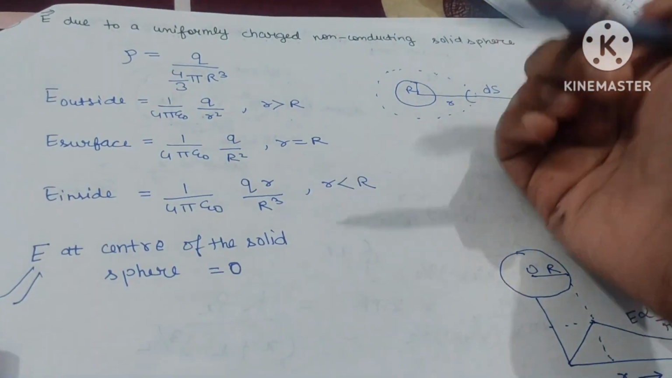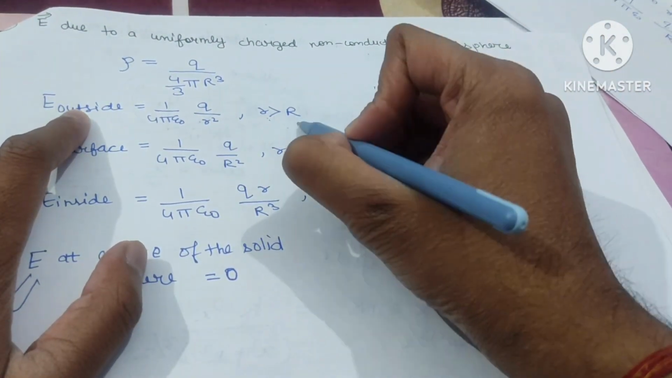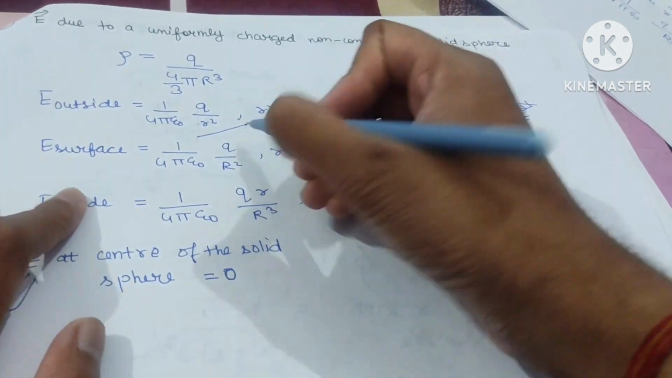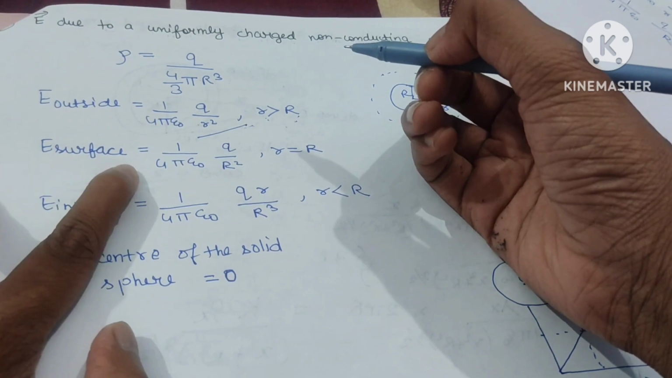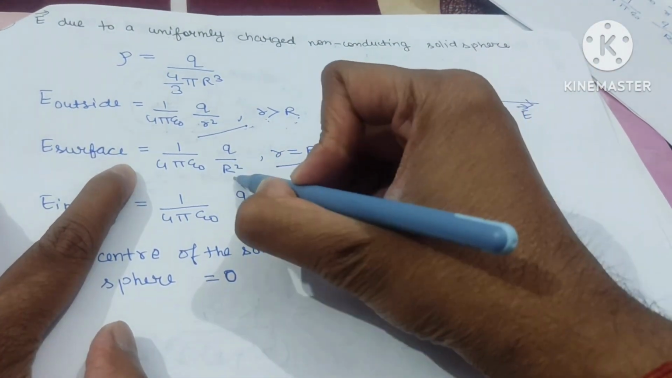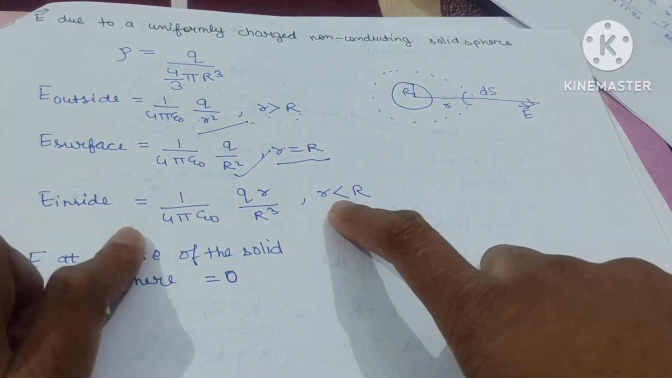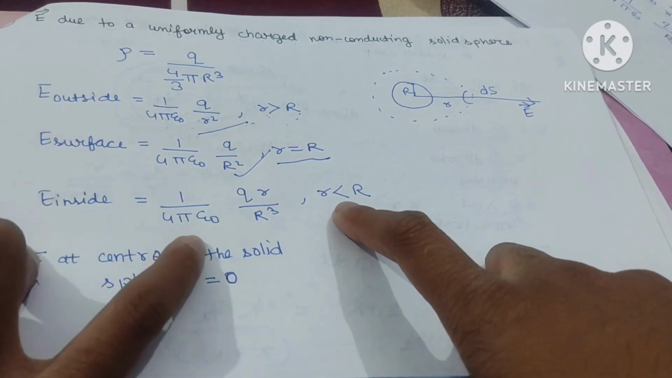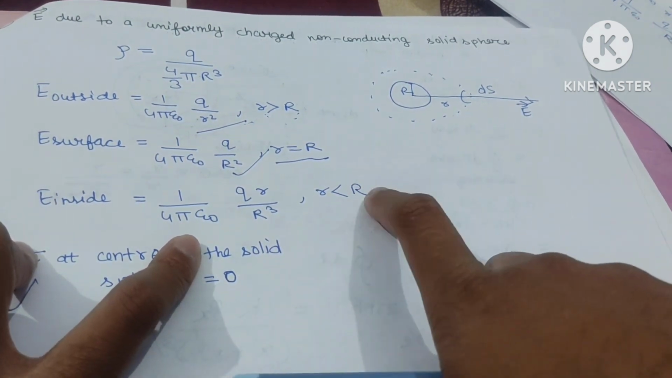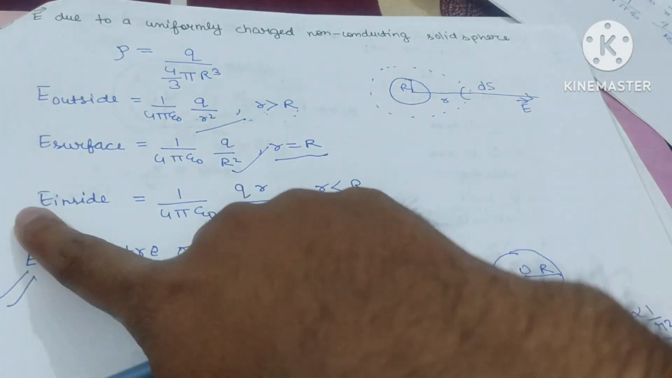So let's go. If we move for E outside, r is greater than the capital R. The small r is greater than the capital R, so there will be r square in the denominator. If we are moving to the E surface, what if r is equal to capital R? That means there is a square of the capital R in the denominator. So that's it. But inside the electric field, what happens if small r is less than the capital R? So what will be the equation?